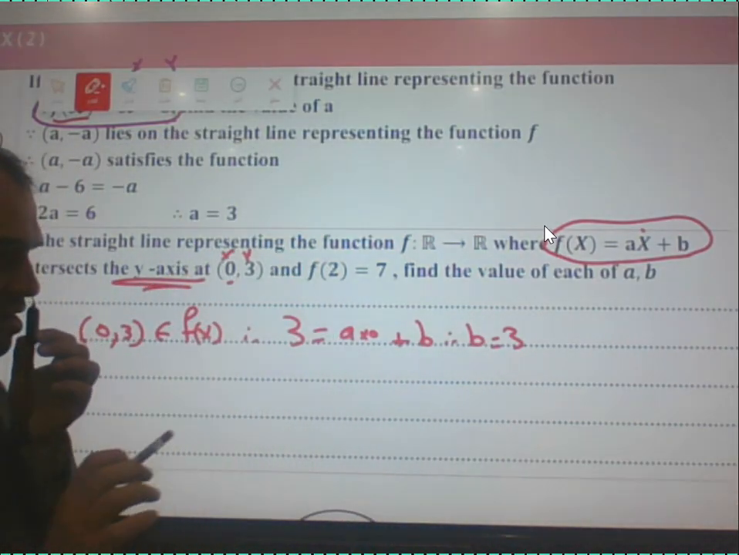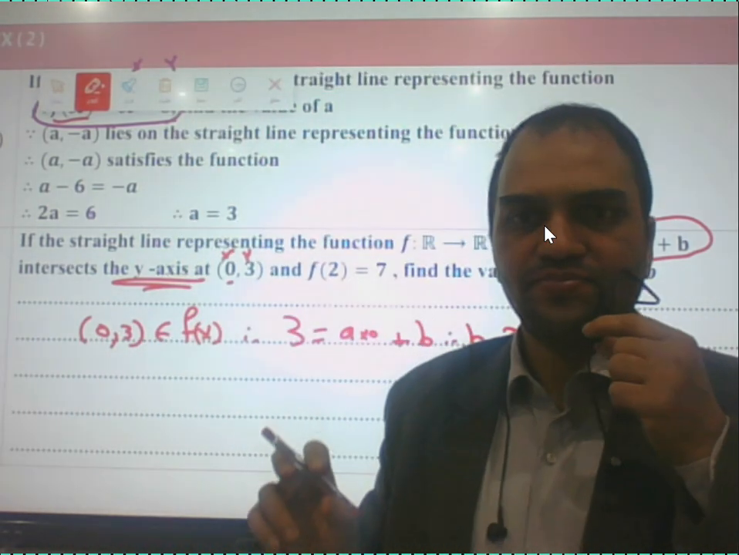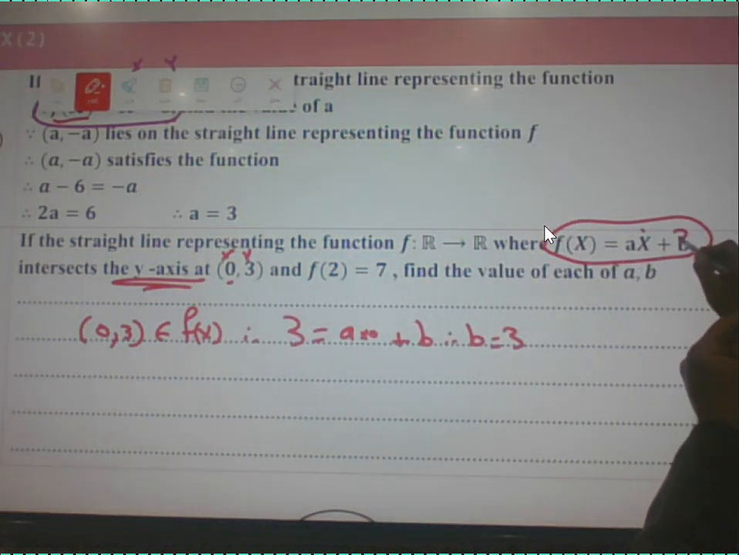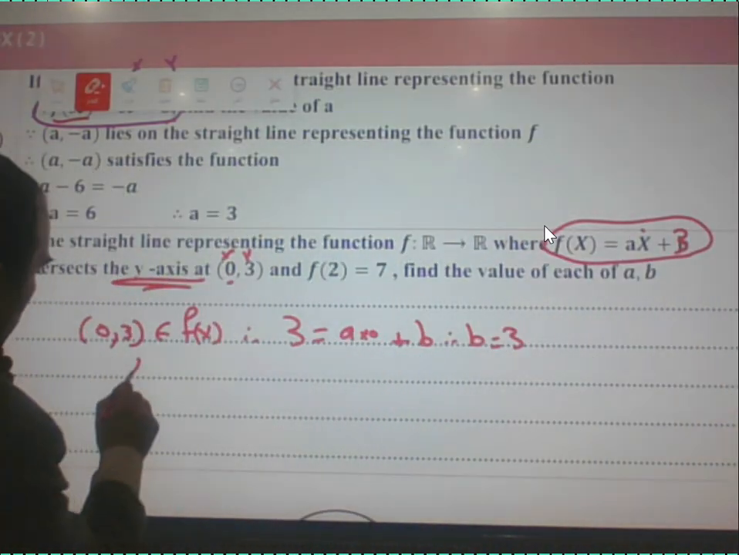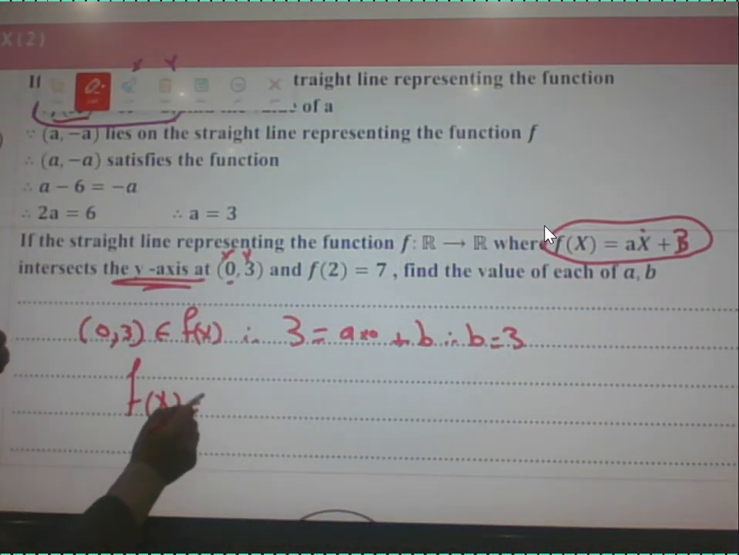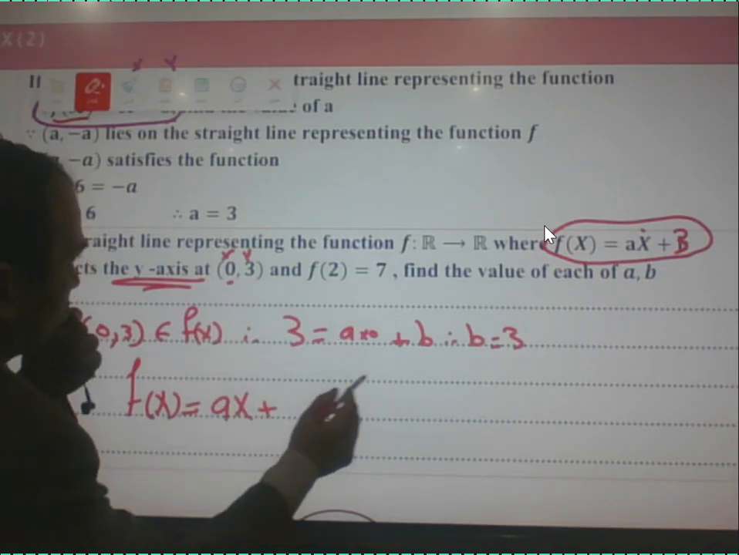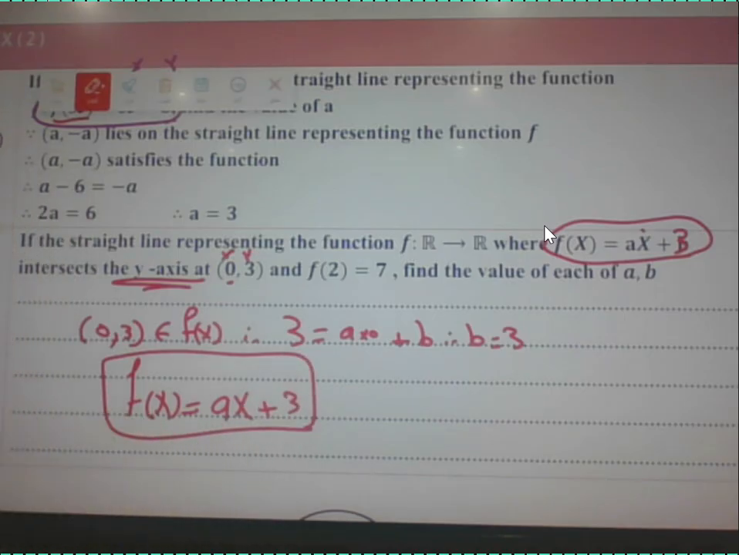So if any straight line passes through the y-axis, it means the constant in this equation, the second term here, is 3. Then the value of b must be equal to 3. Okay, now I found the function. F of x equals, put with me, ax plus the constant 3. This is the function. He wants us to find the value of a.